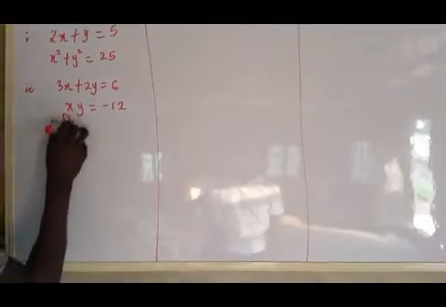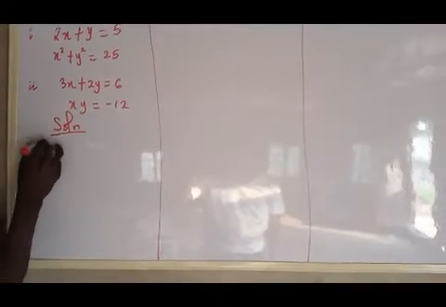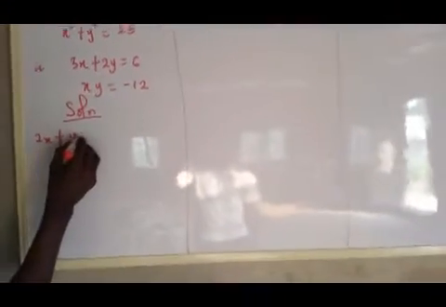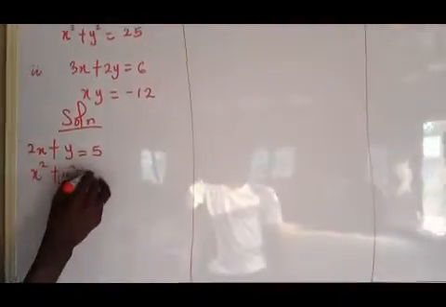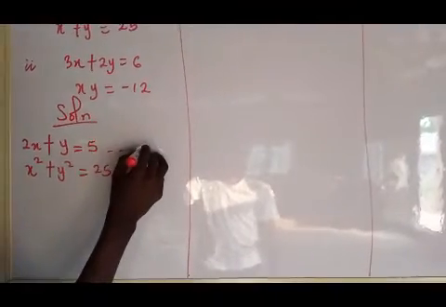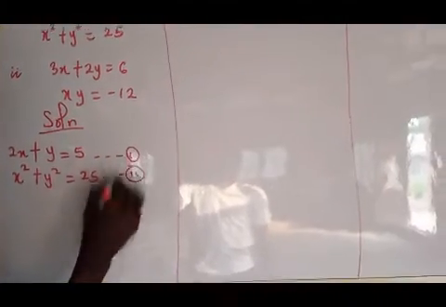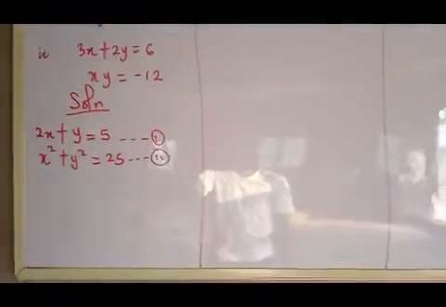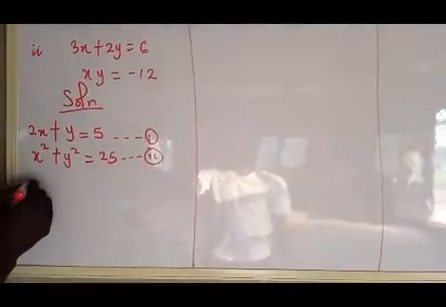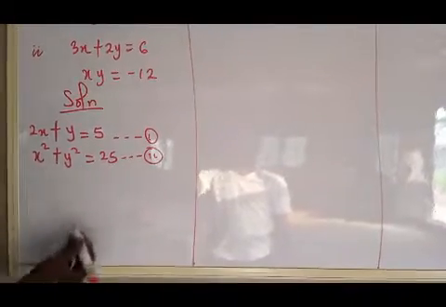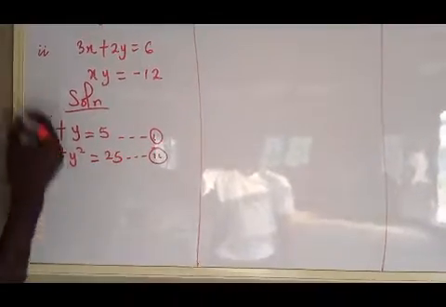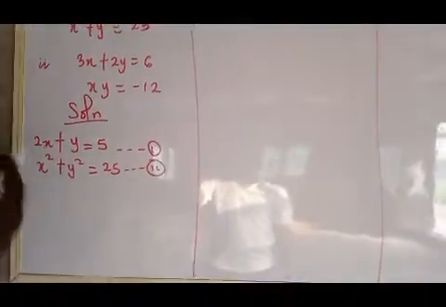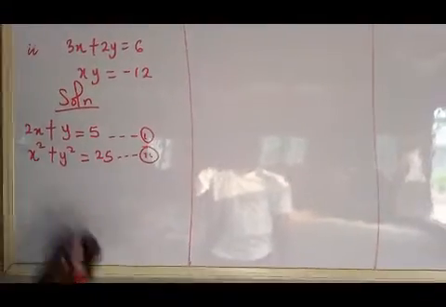Alright, so let's start. Solution from our first example, we have 2x plus y equals 5, and we have x squared plus y squared equals 25. So we call this one equation 1 and this one equation 2. After that, let's make one sort of formula. We are solving this using the substitution method. That is the only method we can use to solve questions like this, and we are going to have 4 answers, 2 for x and 2 for y.